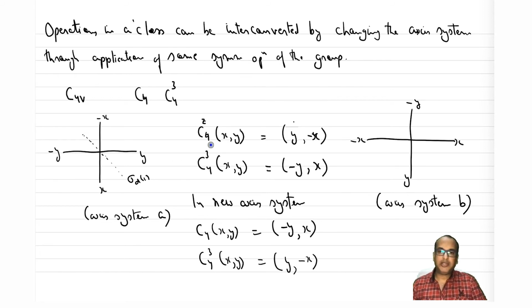So that means, if C4 is doing certain operation in one axis system and C4 is doing certain other operation in another axis system, then C4 cube should also give me the same result as the previous axis system or one of the axis systems. So the idea is that if we change the axis system, the two symmetry operations change their result, and then they are called equivalent symmetry operations, and thus they are classified into the same class.